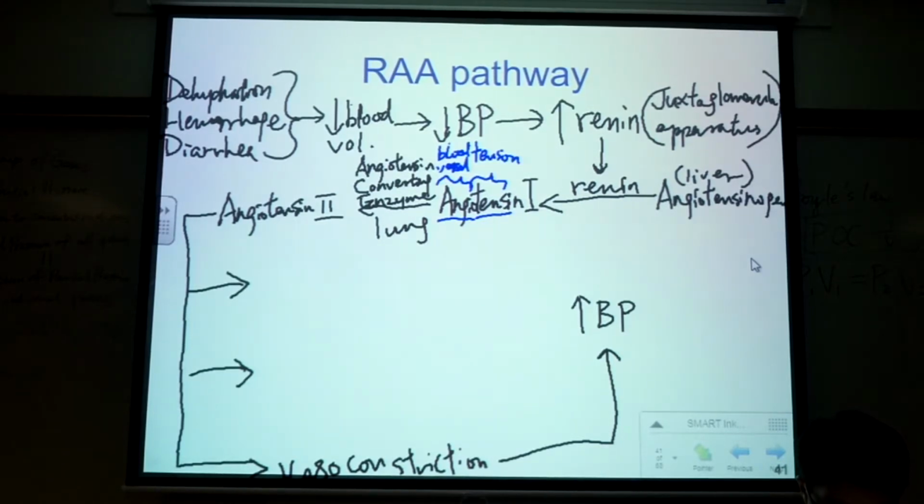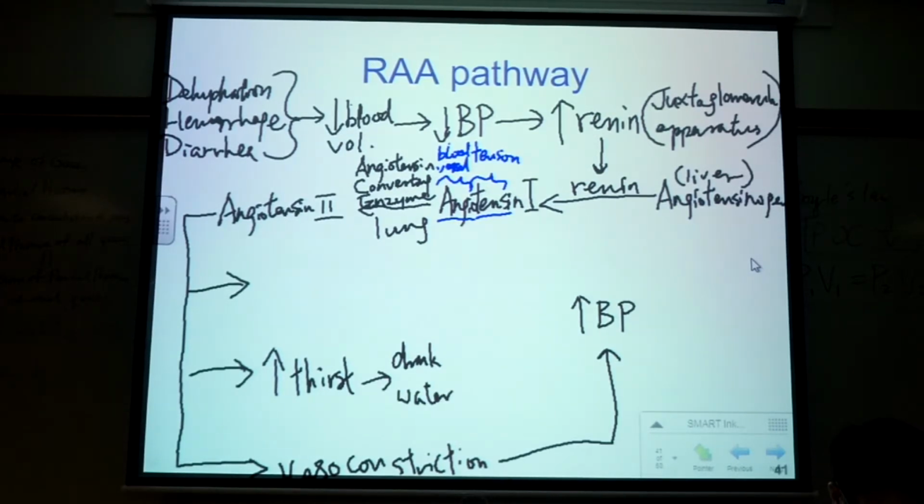And what is the second function of angiotensin II? It will make you more thirsty, increase your thirst. Then when you are more thirsty, what will happen? You drink more water. When you drink more water, it will increase your blood volume. When your blood volume increases, it will restore or increase your blood pressure.